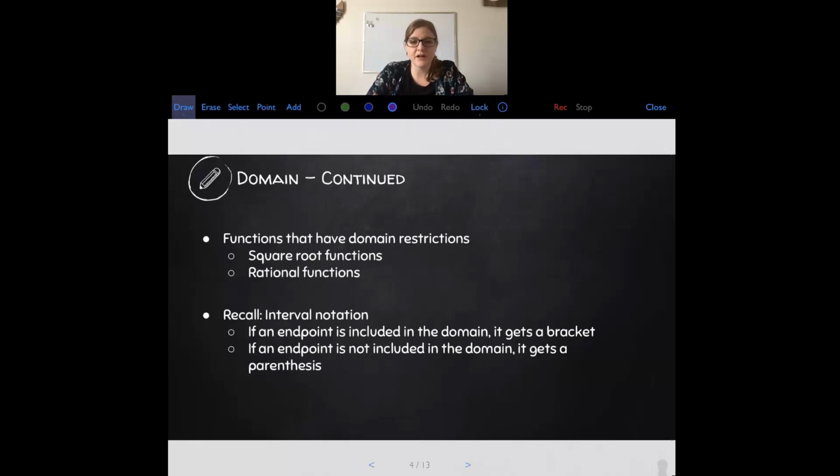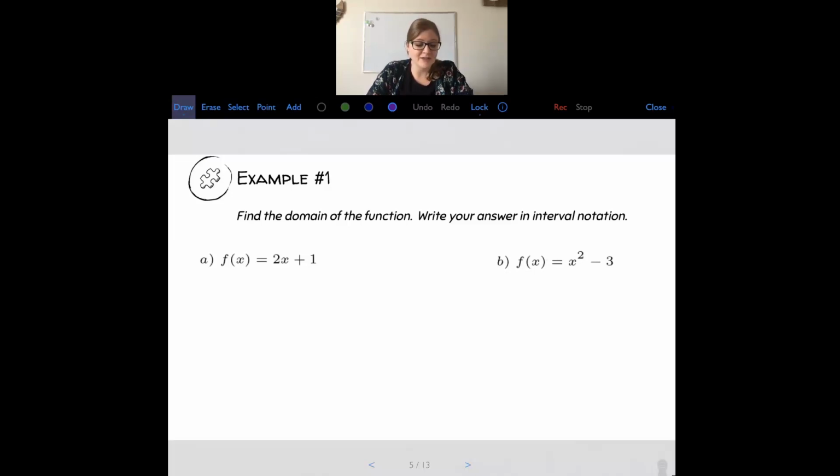Just a quick recall, interval notation. When we're writing domain, we'll be writing it in interval notation. If an endpoint is included in the domain, it gets a bracket when we're using interval notation. If an endpoint is not included, it gets a parentheses. So example 1, find the domain of the function, write your answer in interval notation.